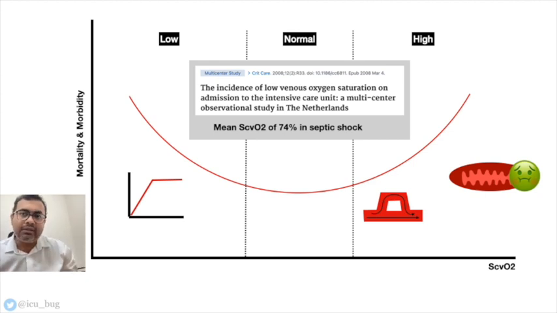So coming to the next marker of tissue perfusion, it is also a marker of anaerobic respiration, that is lactate. So lactate has been explored in the scientific community as a prognostic and therapeutic endpoint. So the initial lactate and the lactate clearance have been shown to correlate with mortality outcome.